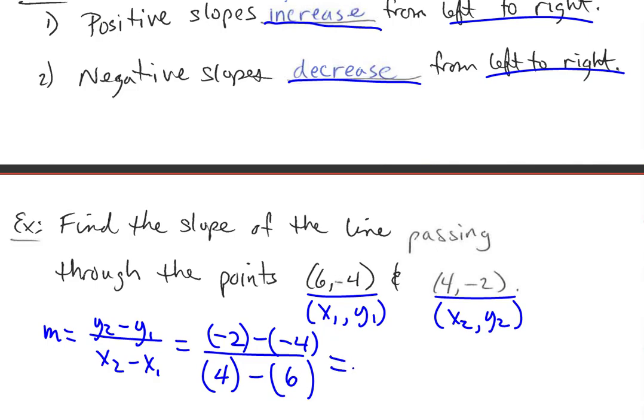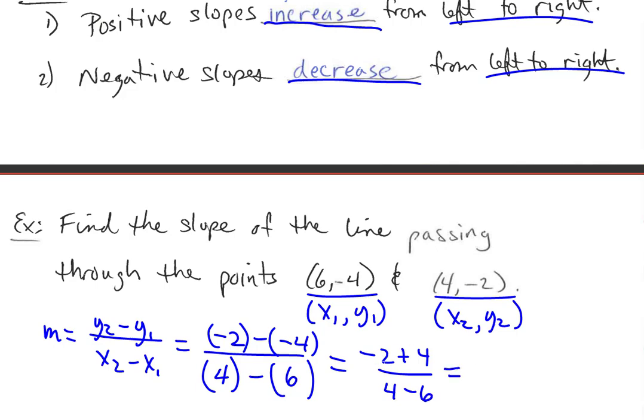And then we simplify. In our numerator now, we have negative 2 minus negative 4. Well, remember, that's really negative 2 plus 4. I'll write it that way first, just to be clear. And then down below in the denominator, we have 4 minus 6, which we can just leave as 4 minus 6. Let's take this a little further.